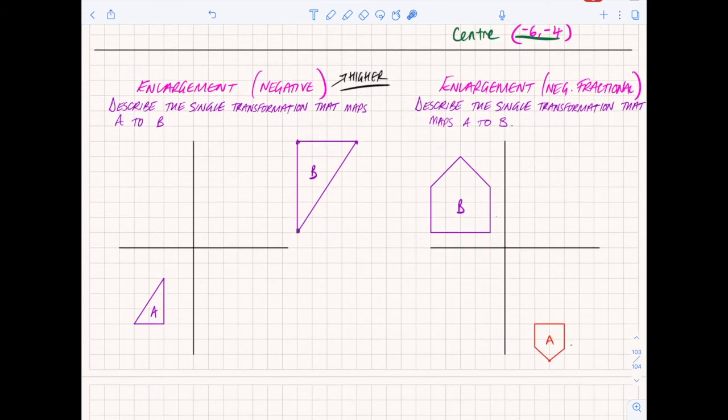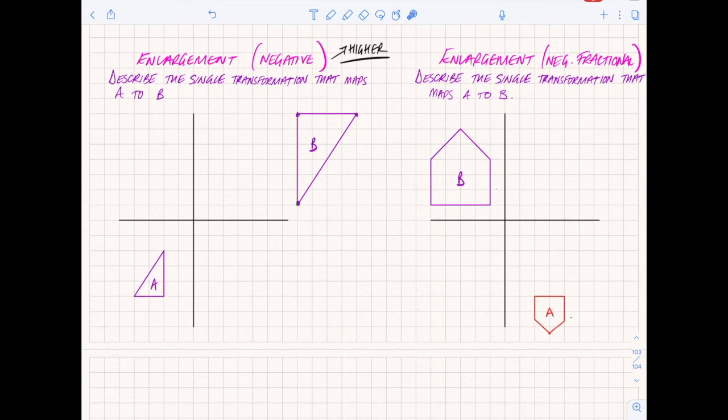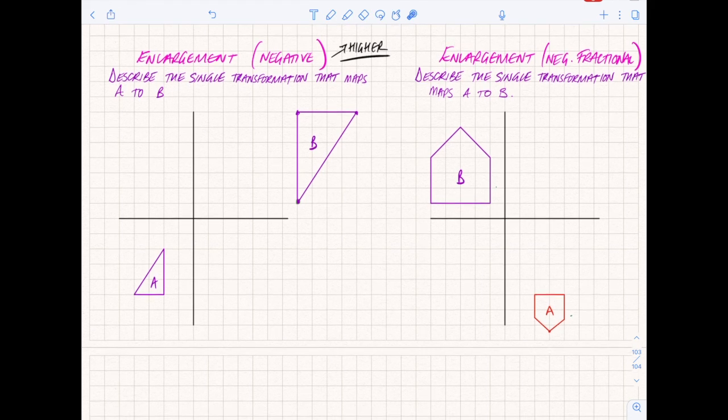Okay, last bit then, let's have a little look at how we then describe negative enlargement. So again, only on higher. So looking at these questions, instead of you actually making the enlargement happen, you are describing what's happening. So let's quickly go through these. We know it's going to be an enlargement. So we're going to write the word enlargement. So it's an enlargement by a scale factor, something, and then center something else.